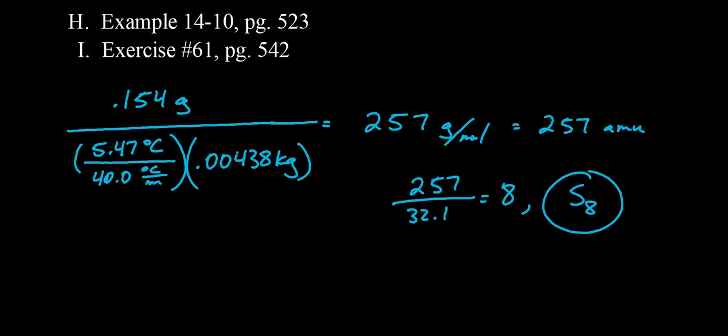One sulfur atom has a mass of 32.1 AMU. So 257 divided by 32.1 is 8. So that means that the molecular formula for sulfur is S8. There's a couple more examples there at the bottom of the page. I think we will save those for later.